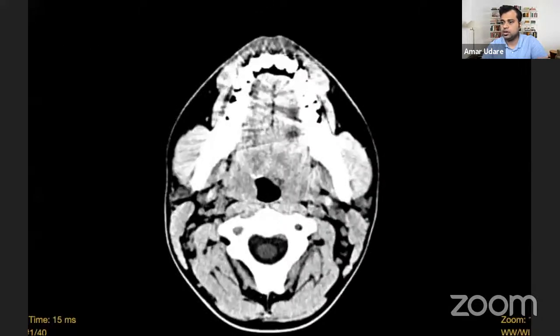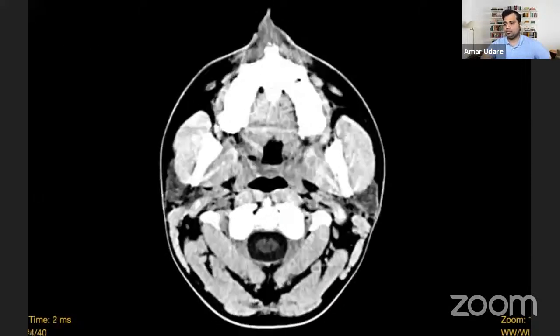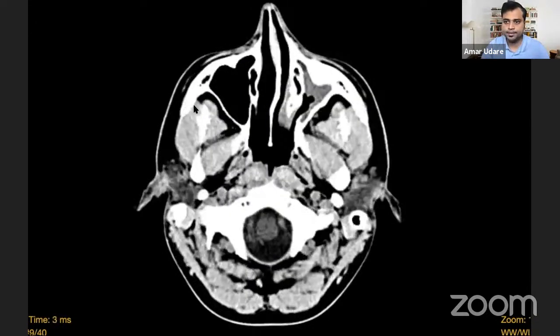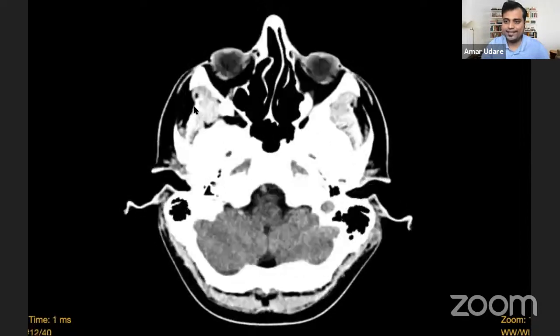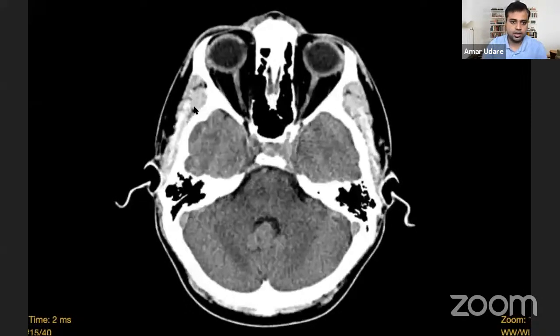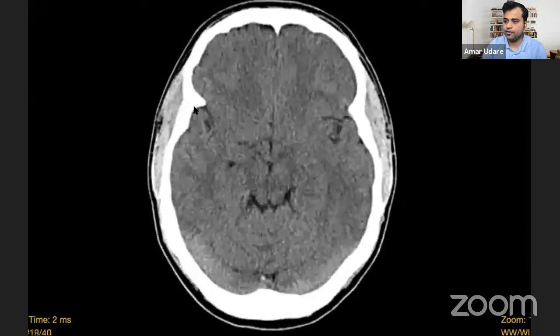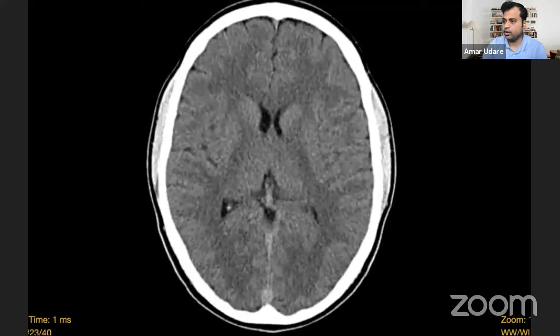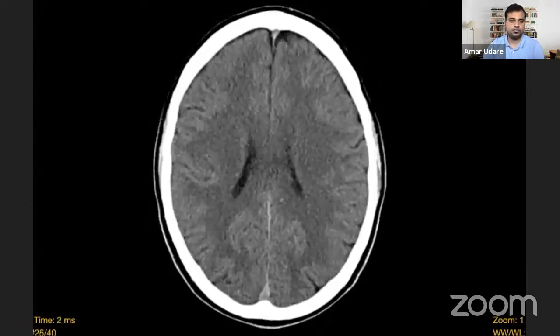So that's our second case. This patient was a young patient, a 10-year-old boy who was presenting with a swelling in the forehead region. Let's go over the images, and if you spot anything abnormal, please let me know, and I can go over those images again. Let me increase. Yeah, it's better now.